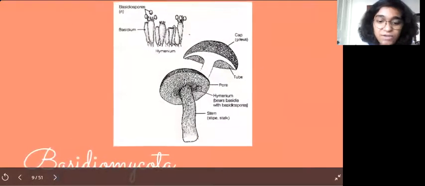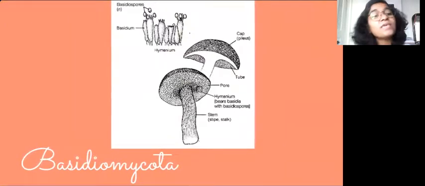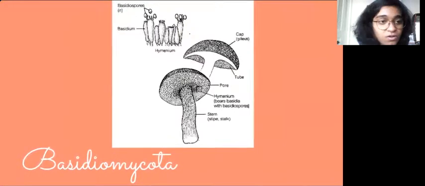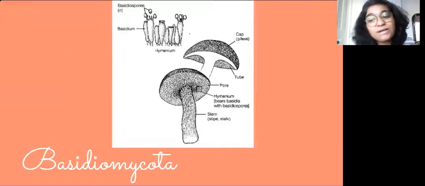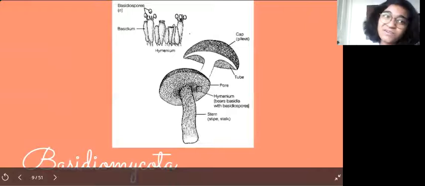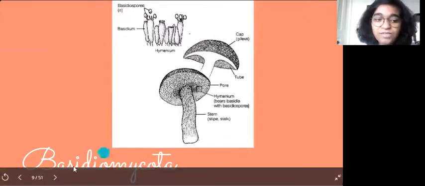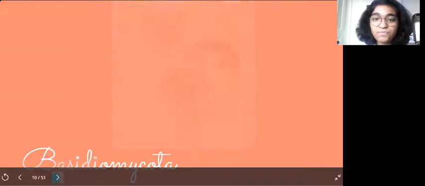So the next one, and this is the last classification of the fungi, is Basidiomycota. Basidiomycetes, also known as the club fungi, are classified into the phylum Basidiomycota. Basidiomycetes include some of the most complex fungi, including mushrooms and puffballs. Complex fungi are also the most poisonous fungi. That's something I found in my research.